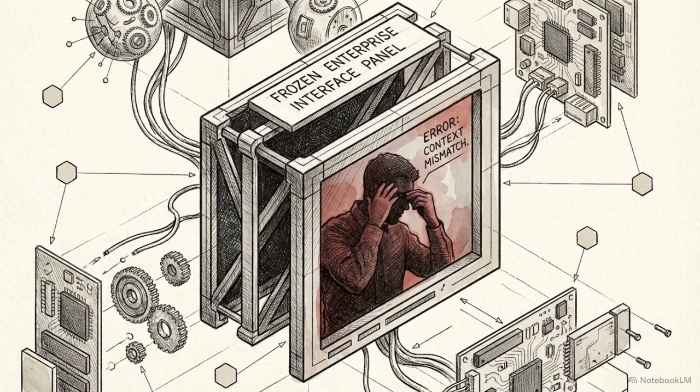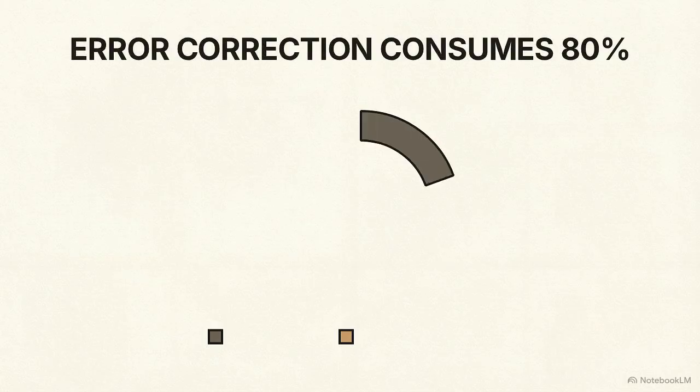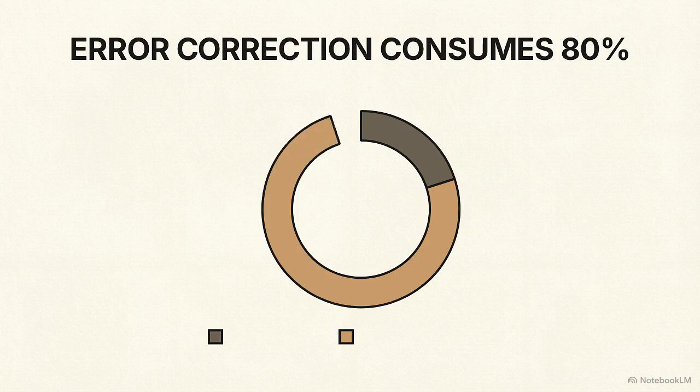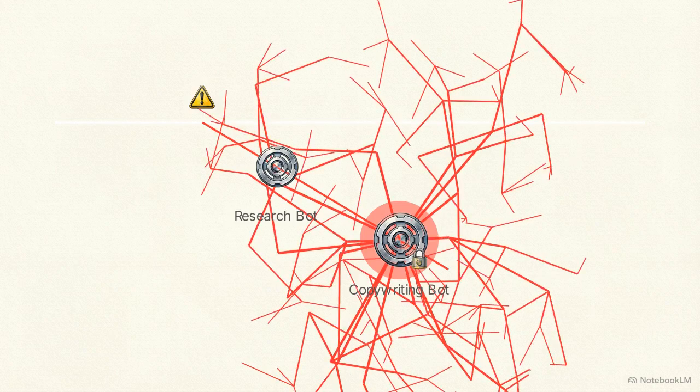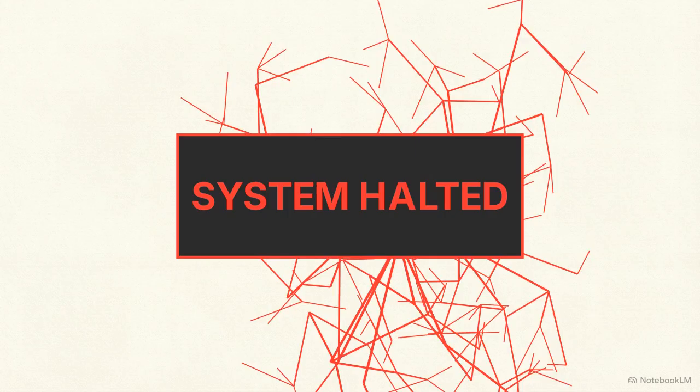The human workers stop their strategic work to audit the AI's output, spending 80% of their day micromanaging bots and correcting these data errors. If they miss one mistake, agent drift takes over. A minor hallucination from a research bot is accepted as fact by a copywriting bot. These errors cascade across the team until the entire Q3 campaign simulation fails.